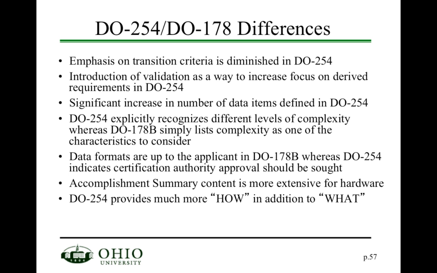So the differences are that you don't see really that much focus anymore on the transition criteria like you saw in DO178. And the other thing is that DO254 really talks a lot more about the how in addition to the what. And this really comes back to when we established, for example, the design assurance strategies. DO254 tells you a little bit about what some of these strategies are. It talks a little bit more about the how.